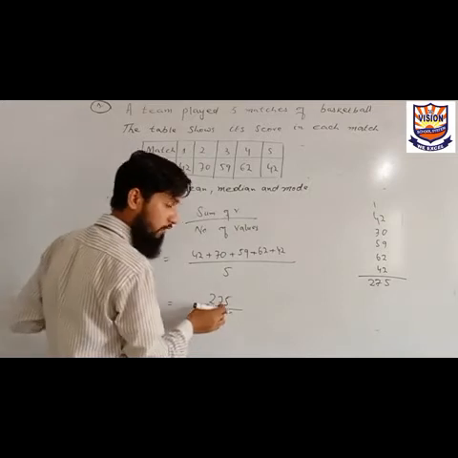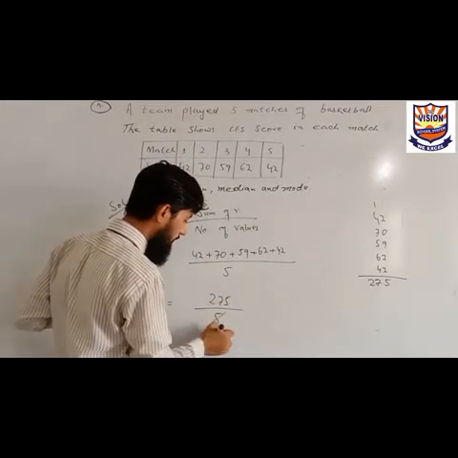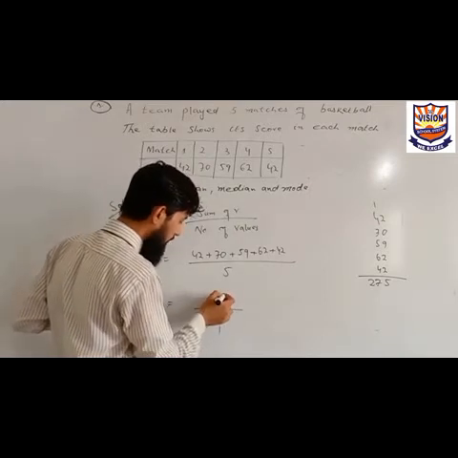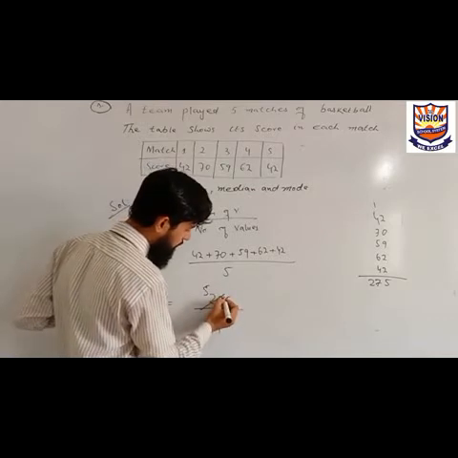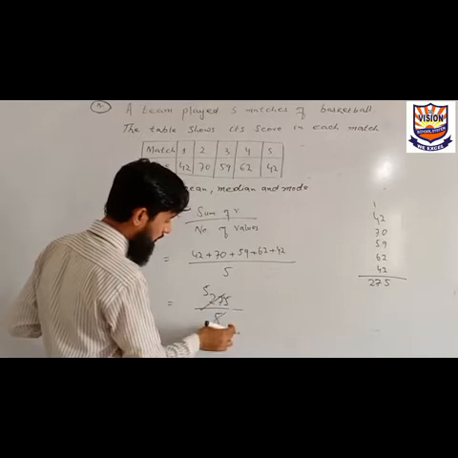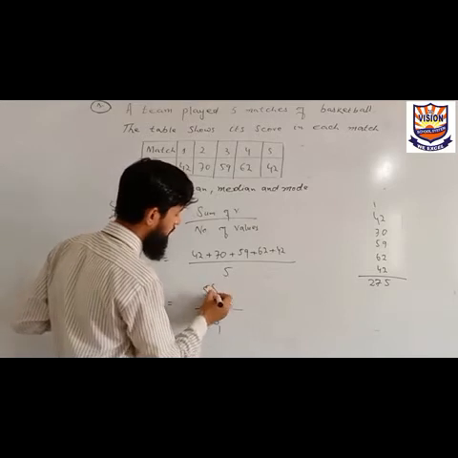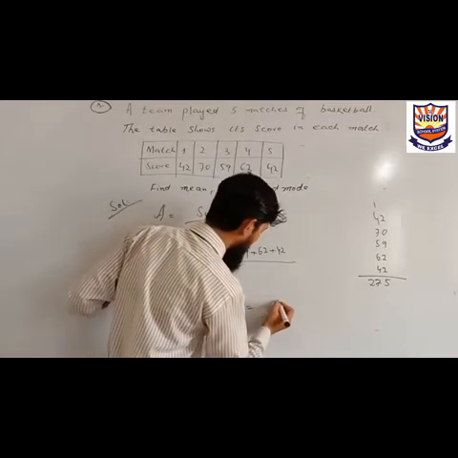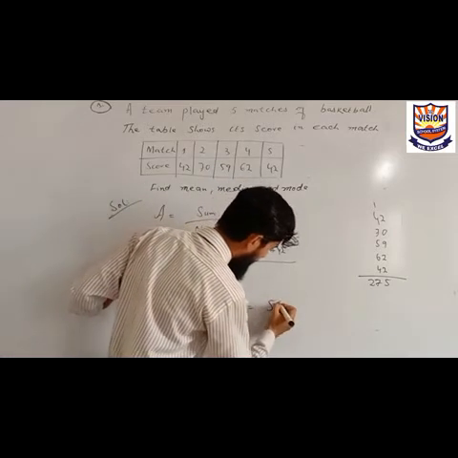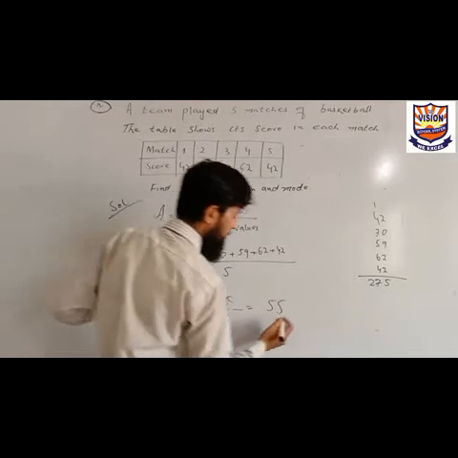Now divide 275 by 5. 5 5s are 25 and 2 is the remainder. Now again, 5 5s are 25. So the average score of this team is 55 in each game.